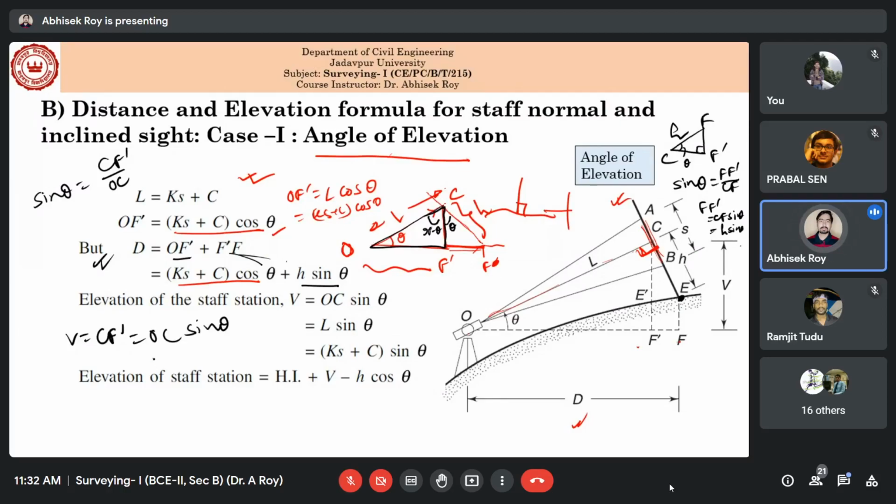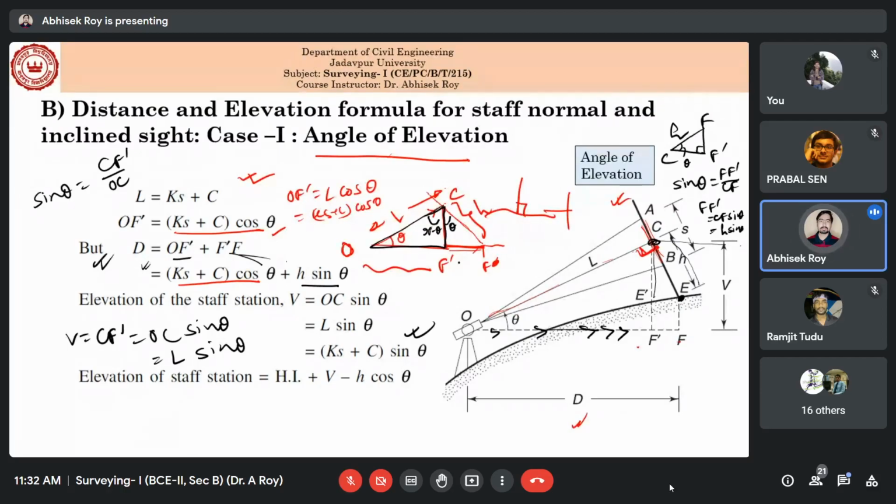In place of OC, we can write L. So this will be L sine theta. So it will be Ks plus C sine theta. So this will be L, this will be D. Now elevation of the staff will be how much? If you know height of the instrument or the height of the line of collimation, that is this line, along with that, you have to add V. Then you will get this point. From that, you have to deduct H cos theta. Then you will get the height of the instrument.